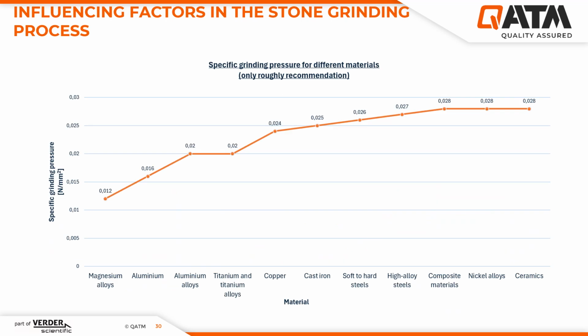Here I have created a graph that shows the recommended specific grinding pressure for different material groups. Note that this is only a rough recommendation, as the material properties of your sample material may depend on different alloy components and also on your sample geometry. However, you are welcome to use this graph to check the grinding force of your preparation. To do this, simply calculate the sample area in square millimeters and multiply it by the corresponding specific grinding pressure from the diagram. As a result, you will then receive the recommended grinding force for your sample material.